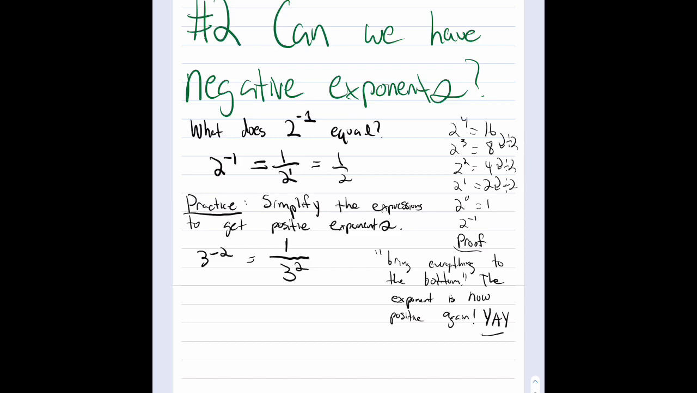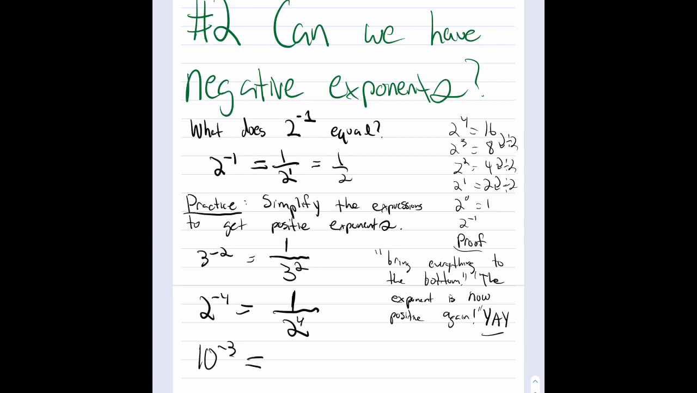All right, so let's try another one here. 2 to the negative 4th. What will that equal with positive exponents? Well, if you look right here, this little note for ourselves, maybe you don't need to include the yay in the quotes, but you're going to bring everything to the bottom. Okay, so 2 to the 4th, but the exponent is now positive, and it's over 1, so those equal each other.